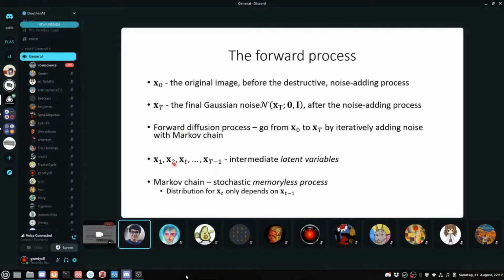And of course, we have our intermediate time steps, where we have intermediate images that will be noisy at different levels. So x1 will be just a little bit noisy, whereas if you go all the way to xt minus 1, that will be a very noisy image. The noise level in the image increases as we increase our time step. So yeah, that is the forward process.